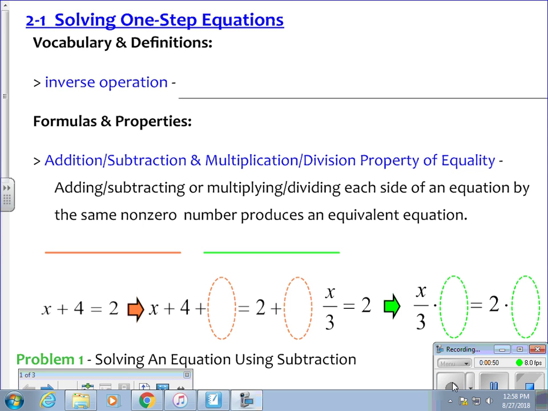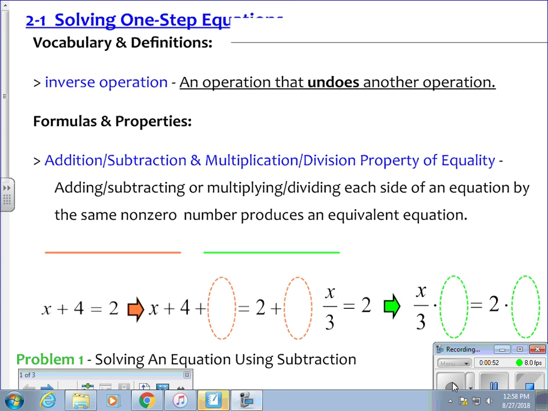You use an inverse operation. The inverse operation is an operation that undoes another operation. The inverse of addition is subtraction. The inverse of subtraction is addition. One undoes the other. Multiplication and division are inverse operations.